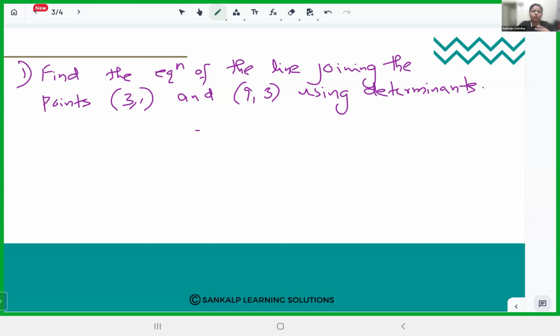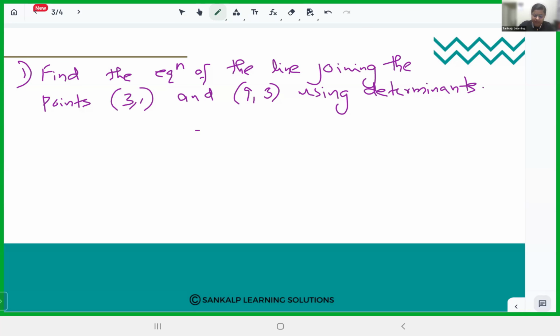Okay, so you have studied the application of determinants. That is, you know how to find out the area of a triangle, right? And you know how to check the consistency of a system of linear equations, right? So by using the method that is used to find out the area of a triangle, you can find out the equation of a line also. How will you do that?